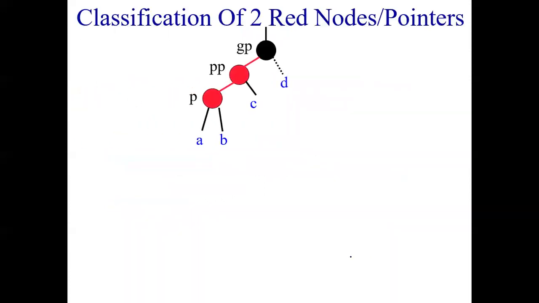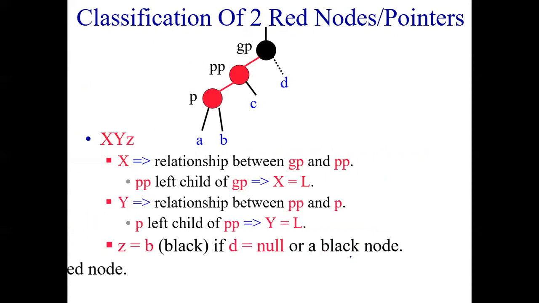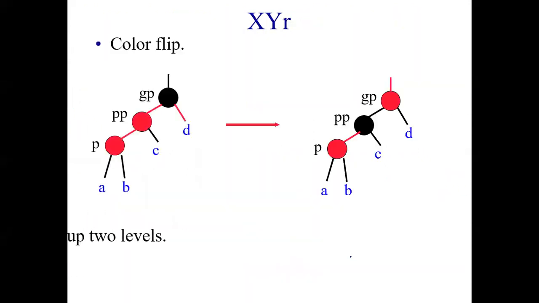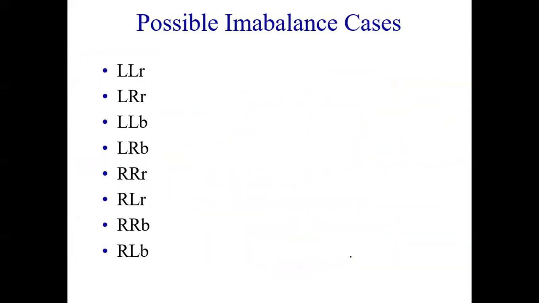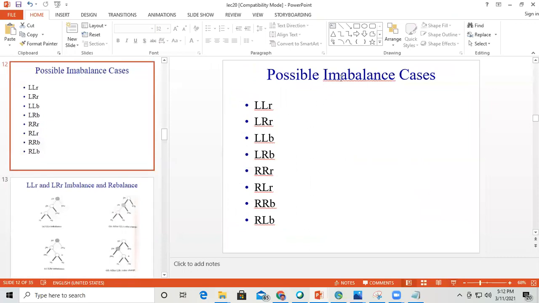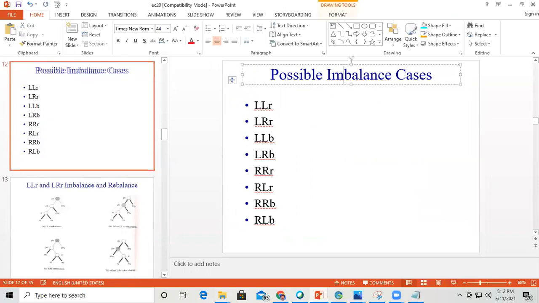I'll come to this slide later because this is some top level understanding. First, let me discuss the concepts with an example. Then we will come here. See, these are the possible imbalances that may get created. There is a spelling mistake here. So these are the possible imbalances that may be created in a red black tree.